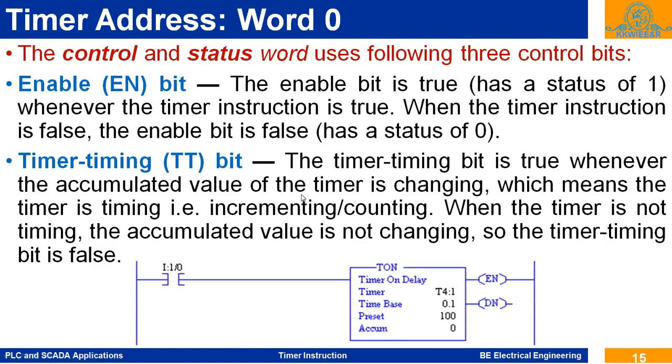Now we'll see the bits, preset and accumulator available in the different words of the timer address. Okay. So the control and status word uses the following three control bits. Enable bit. It is abbreviated as EN.